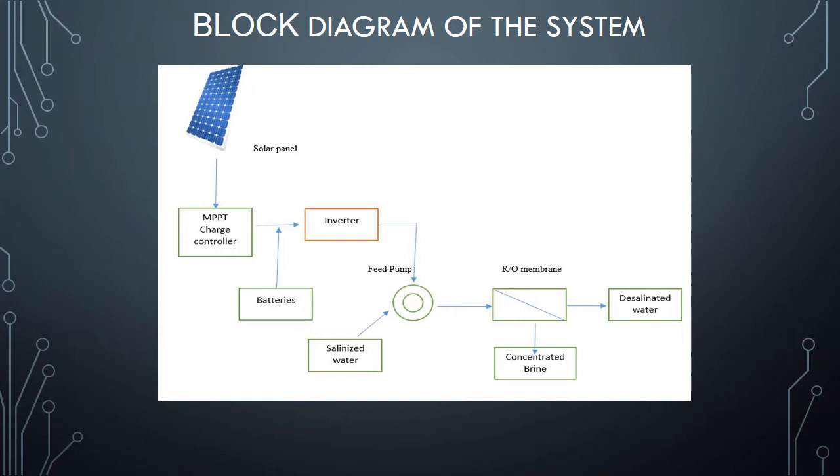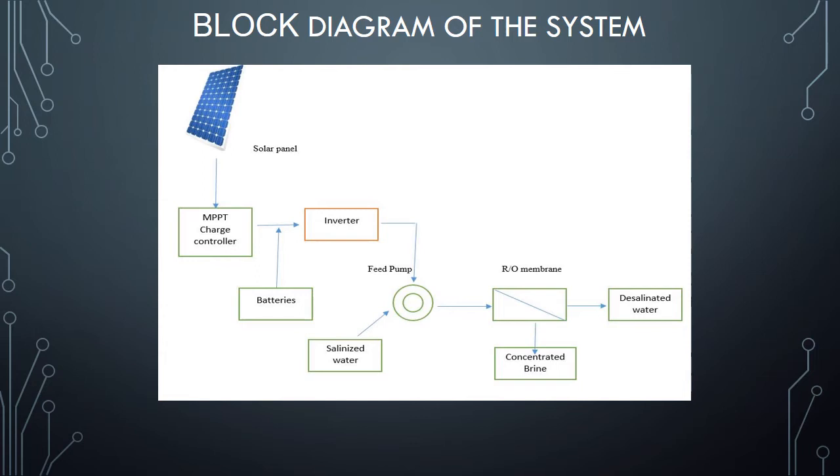Basically, this is the block diagram of the system. Here we are using a solar panel as the power source. We're using maximum power point tracking. We're also using batteries in case the solar panel fails to operate. The batteries will give backup power. We're connecting the powering unit with an inverter. The inverter is connected with a feed pump. The feed pump intakes salinized water. It passes the water through an RO membrane, and the RO membrane converts the salinized water to desalinated water, and finally transfers the water to the reservoir tank that is situated in the household.